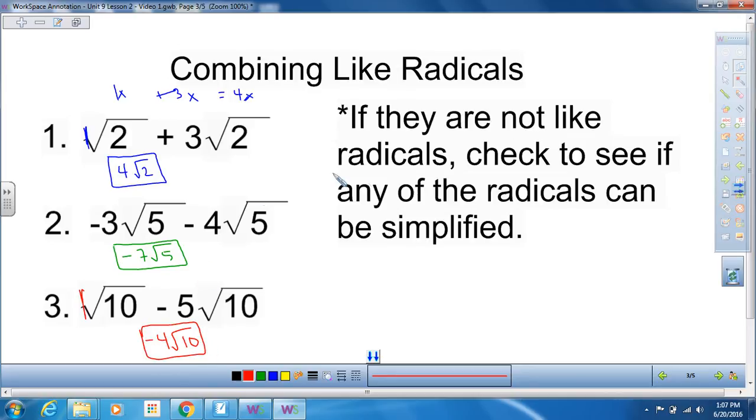Good. So let's look at this note here. If they are not like radicals to begin with, check to see if any of the radicals can be simplified. So sometimes we have to simplify before we can add or subtract.